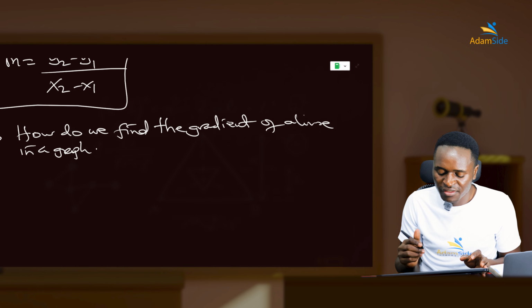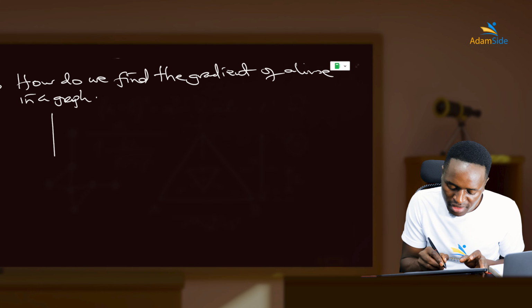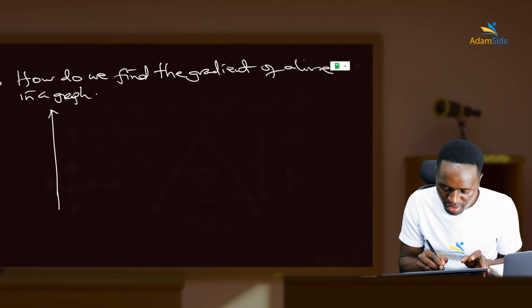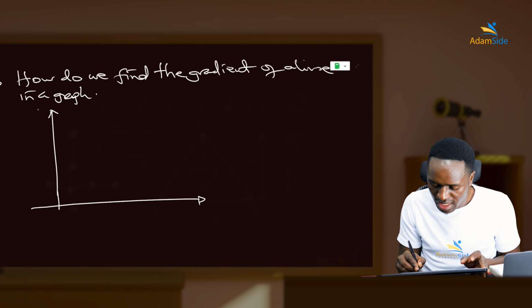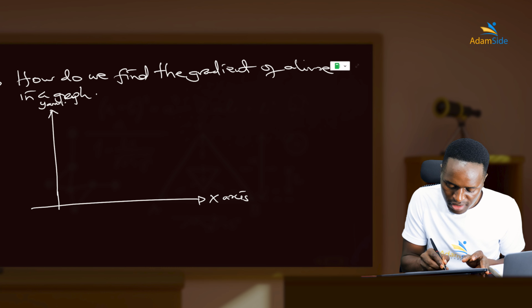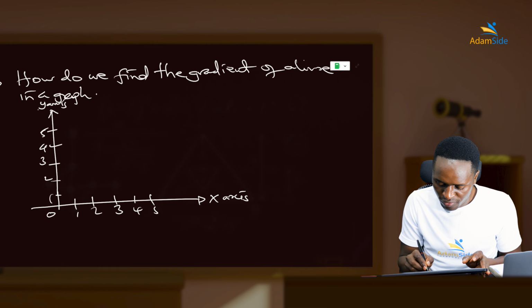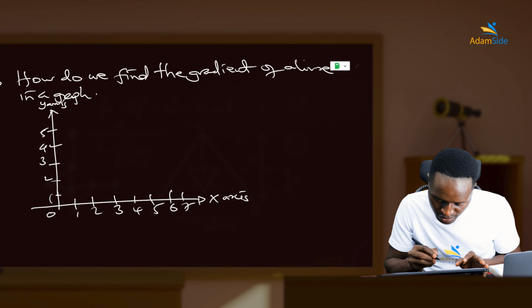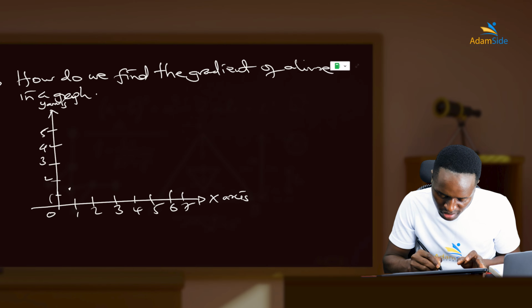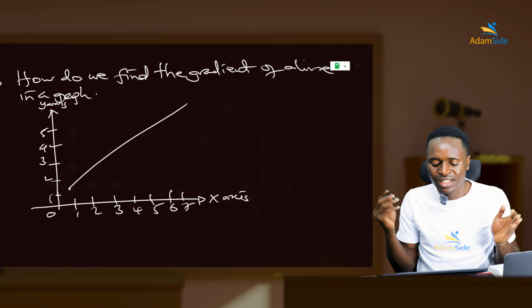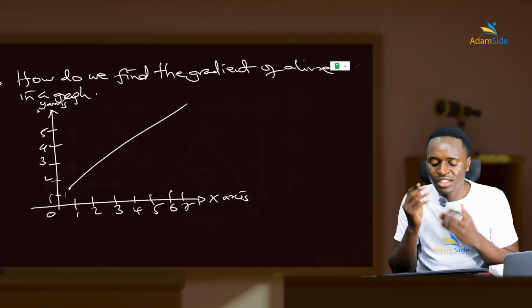Assume that you have just been given a graph on your Cartesian plane. Let's say you have this as my graph, this is the x-axis, and this is the y-axis, vertical, and this is the origin, 1, 2, 3, 4, 5. Then this is 1, 2, 3, 4, 5, 6, 7. Then you're just given a random line. Boom. You have been given a line like that. And then they ask, what's the gradient of the line?